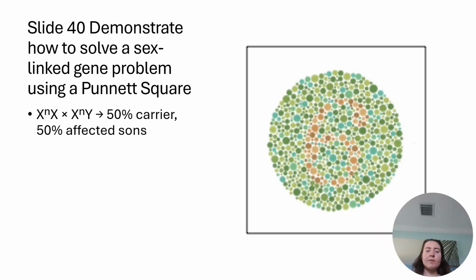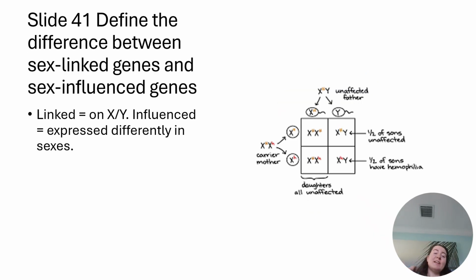40. Demonstrate how to solve a sex-linked gene problem using a Punnett square. So X X times X Y equals 50% carrier, 50% affected sons. There's just a gene right there. 41. Define the difference between sex-linked genes and sex-influenced genes. Linked equals on X or Y, influenced equals expressed differently in sexes. And then there's a Punnett square where there's very many different variations.